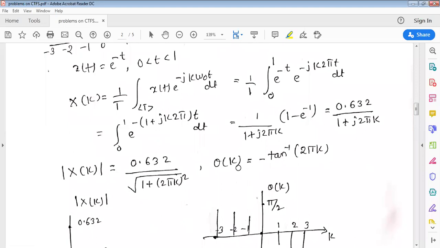Now what is theta of k? Theta of k is theta of the numerator minus theta of the denominator. What is the angle of the numerator? Anybody? What is the angle of the numerator? What is the angle of a constant?